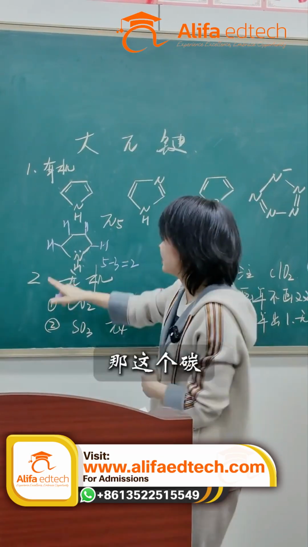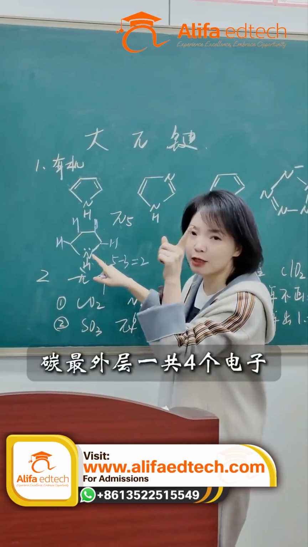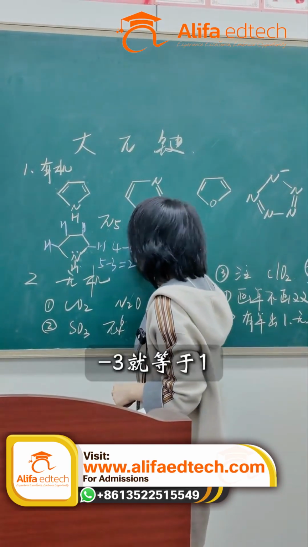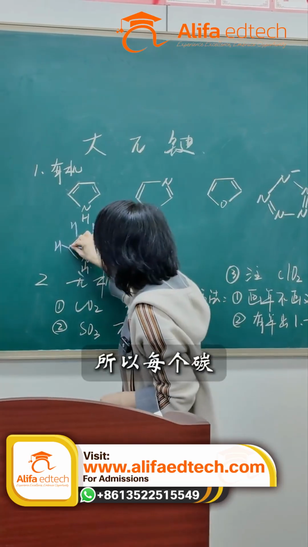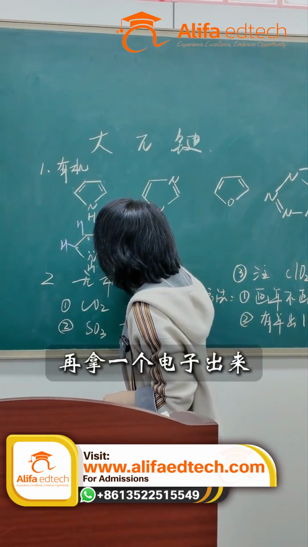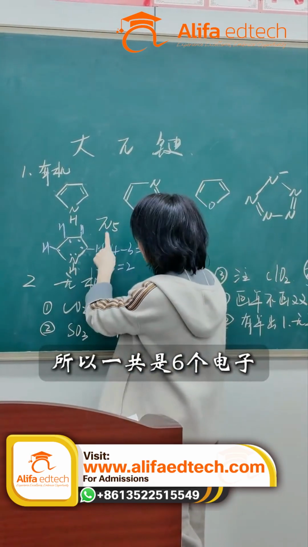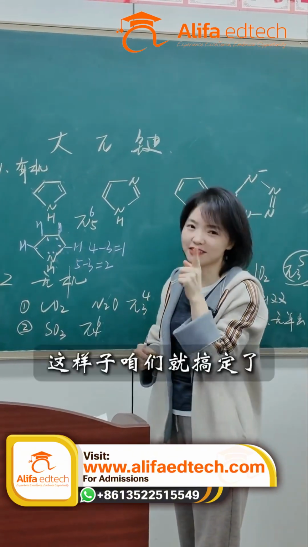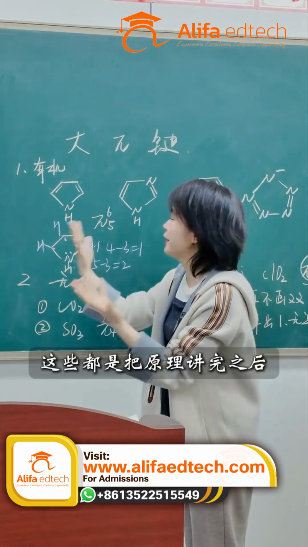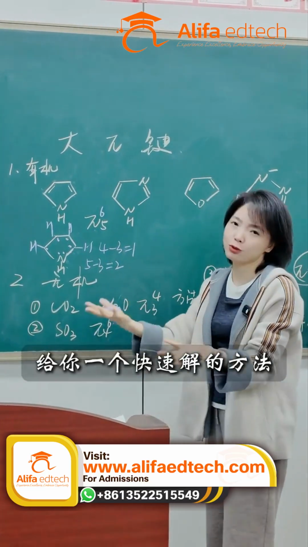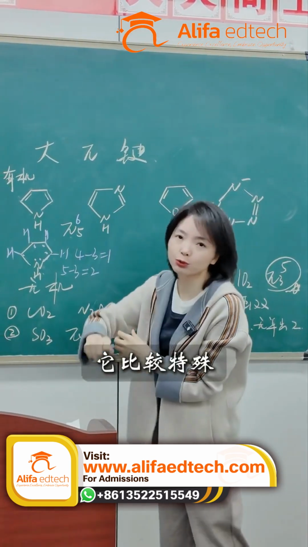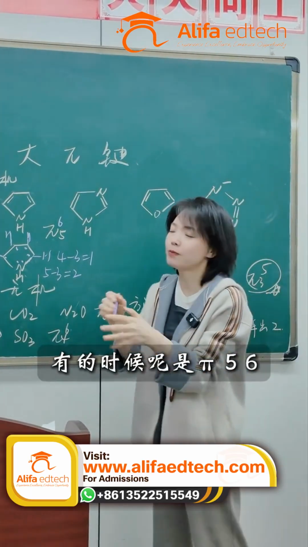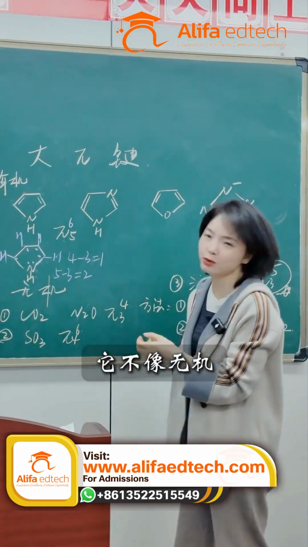These carbons are all the same. Carbon has 4 electrons total. It forms 3 sigma bonds, minus 3 equals 1. So each carbon takes out 1 electron. So in total, there are 6 electrons. So it's pi 56. That's how we solve it. After explaining the principles, I'll give you a quick solution method because some organic compounds are special. For example, with 5-membered rings, sometimes it's pi 55, sometimes it's pi 56. So master this method. Unlike inorganic chemistry, this is unique, right? That solves it now for this example.